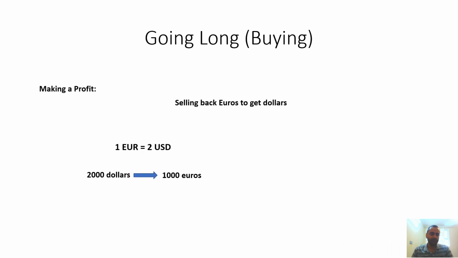Like the previous example, the way I can profit from this is if the exchange rate increases. If I initially spent $2,000 to buy 1,000 euros and later the exchange rate rises to 3, I can sell my euros back. Selling my 1,000 euros at the new rate of 3 would give me $3,000, resulting in a profit.